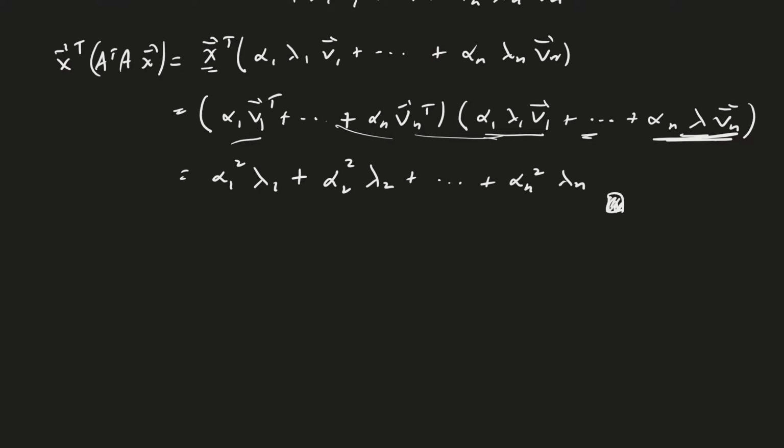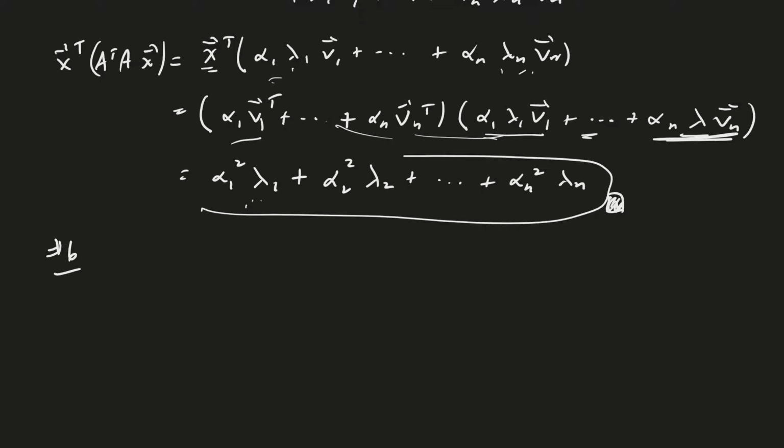If you don't believe that, you could just try maybe two vectors instead of n, and then you could multiply it all the way out. Yeah, you can take a look at that if you like. Number 6. By the way, we're going to use this property later on. This is a really important property that we're going to use.